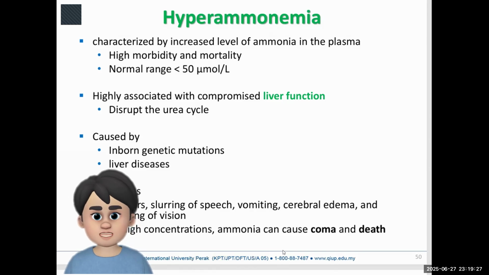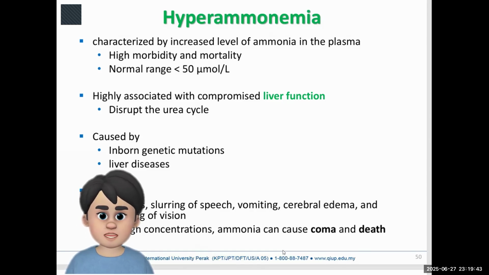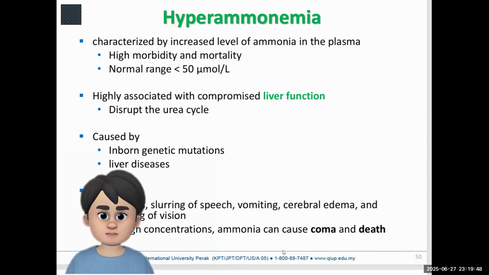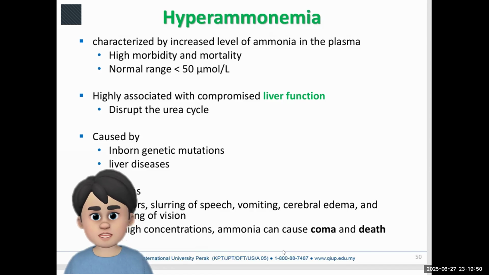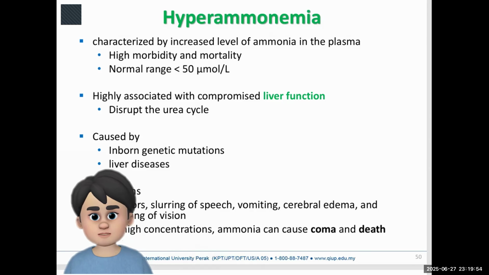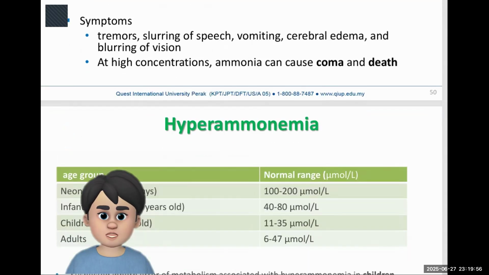You need to understand the clinical condition hyperammonemia. It is caused by inborn genetic mutations or liver disease. Symptoms include tremors, slurring of speech, vomiting, cerebral edema, and blurring of vision. High concentrations of ammonia can cause coma and death.